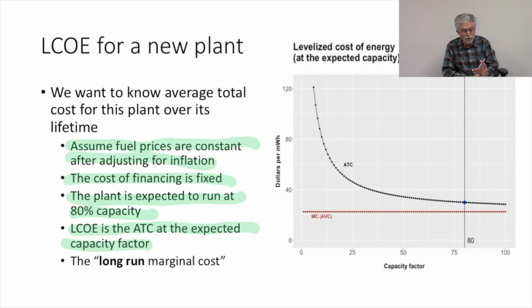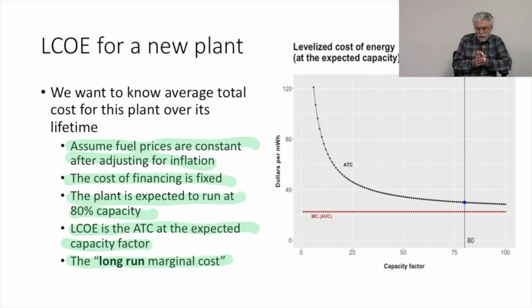And another way of saying this is that this is the long-run marginal cost of the power plant. So you could ask the question another way. You could say, what would I have to pay if I wanted to generate 1 additional megawatt hour? If I wanted to build a power plant that could generate 1 additional megawatt hour, what is that going to require? Well, it would require a slightly larger power plant.